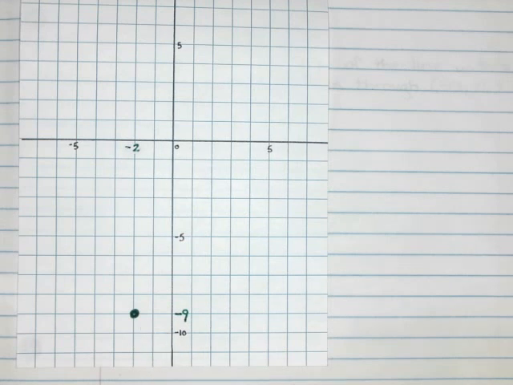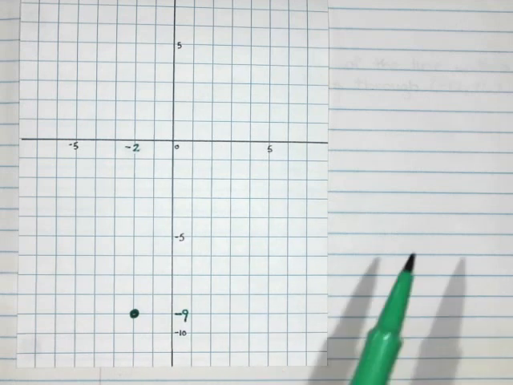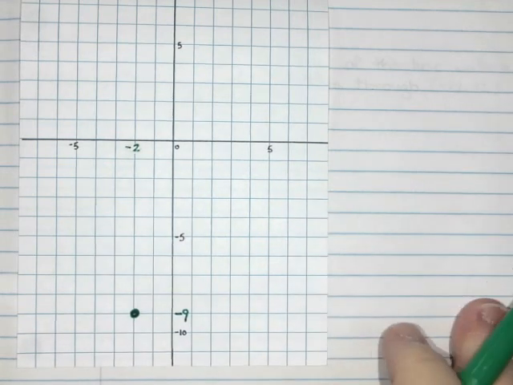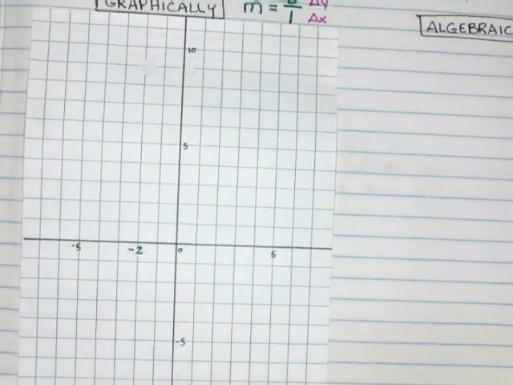Normally, if we're graphing the equation of a line, we would start with the y-intercept. They didn't give us the y-intercept. But the slope is really just a roadmap of how to get from a point on the line to another point. So it doesn't really matter which point on the line you have, as long as you have a point on the line.